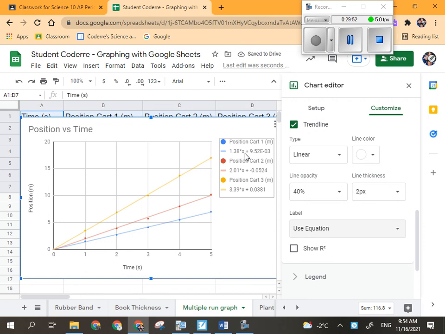Alright, so now it's showing me y equals mx plus b. Catherine, do you have a question? Yeah, but I'll come after. Okay. It shows me the equation for each line, right?